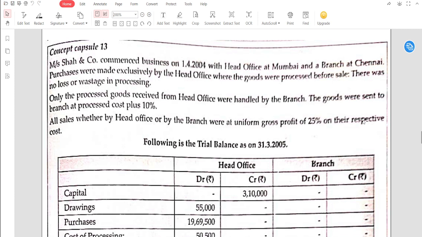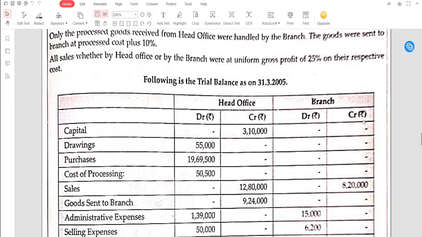All sales, whether by head office or by the branch, were at a uniform gross profit of 25% on their respective cost. So when HO sells the goods to a normal customer, it will be at 125 rupees, and the branch also sells the goods at 125 rupees. It means the branch is receiving the goods from HO at 110 and selling at 125. It means the branch makes a profit of 15.